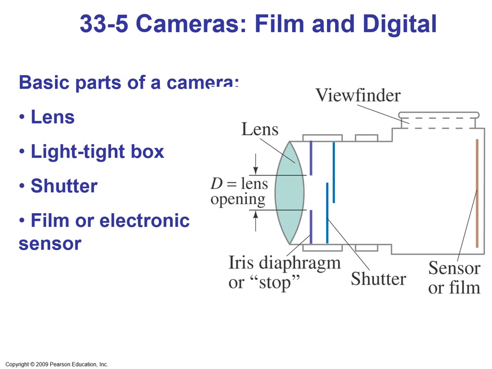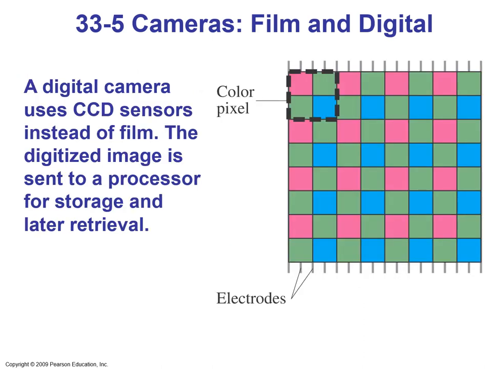Section 5, cameras, film and digital. Basic parts of a camera include a lens, a light tight box, the whole structure, the shutter, and finally we need a film or electronic sensor where the image will be formed or recorded. A digital camera uses CCD sensors instead of film. The digitalized image is sent to a processor for storage and later retrieval.